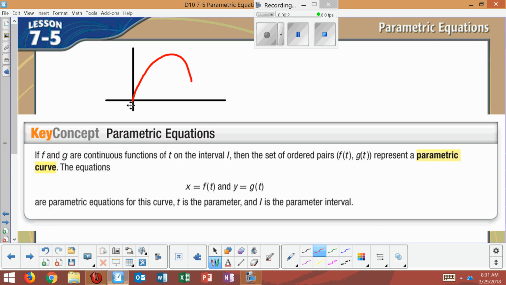Now, normally in the past, when we typed a graph into the calculator, you've seen the whole graph. It might be a whole parabola if you shot something up in the air, because gravity would pull it down. But what parametric equations do is measure it over time. So it might say that at 1 second, maybe it was right there. At 2 seconds, maybe it was right here. At 3 seconds, here. 4 seconds, here.